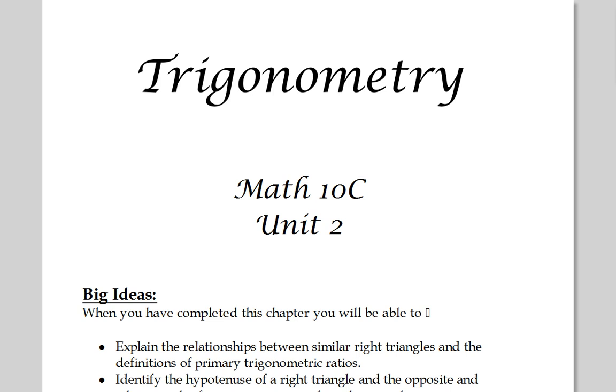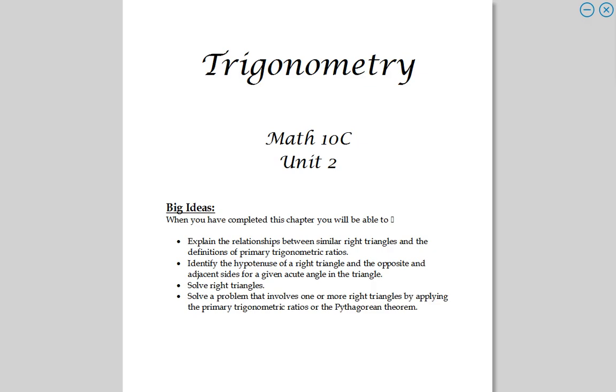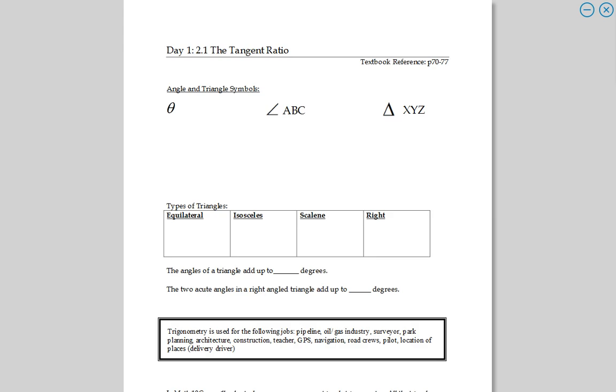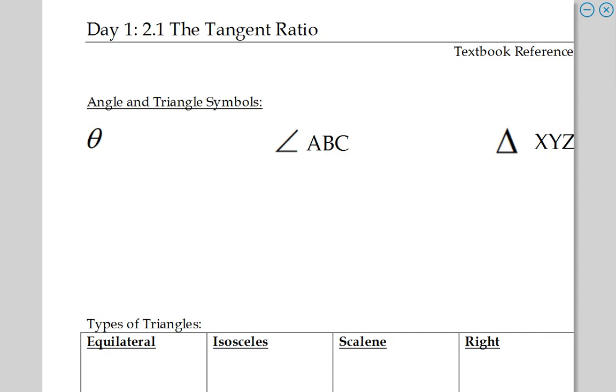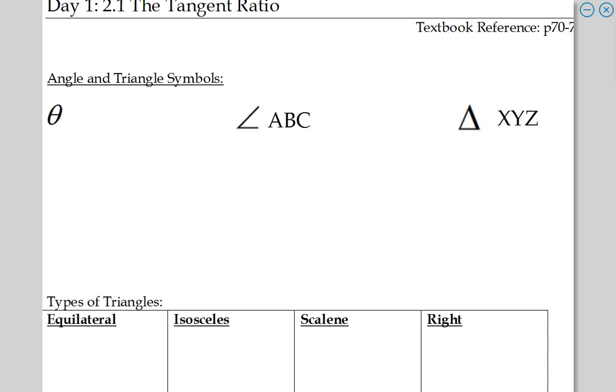Okay, trigonometry. In Math 10, this is going to be the study of right-angled triangles. Okay? Right-angled triangles. And we're going to look at the relationships between how the ratios of the sides are related to the angles. So before we jump right in, here is some notation that you need to be familiar with.